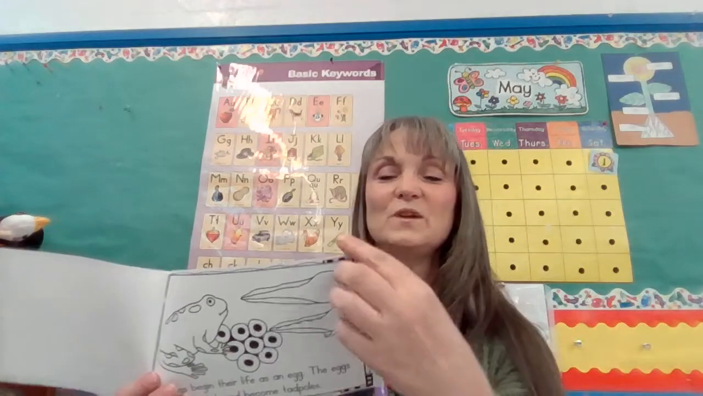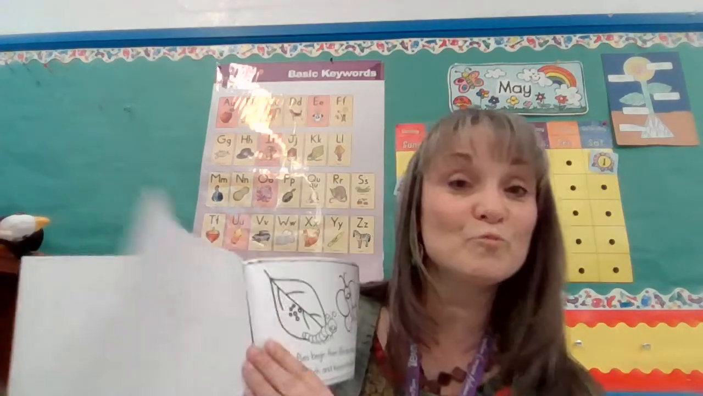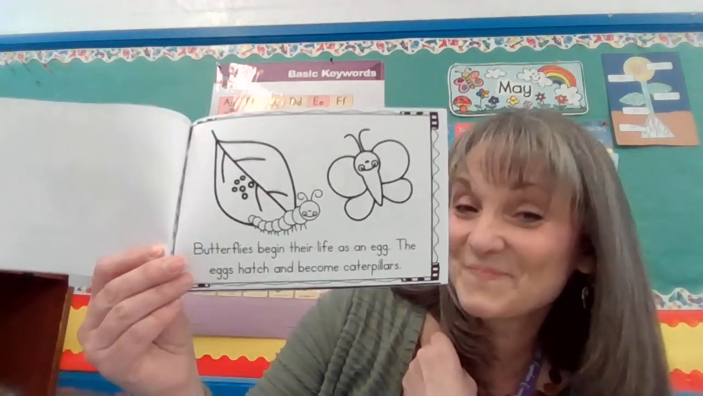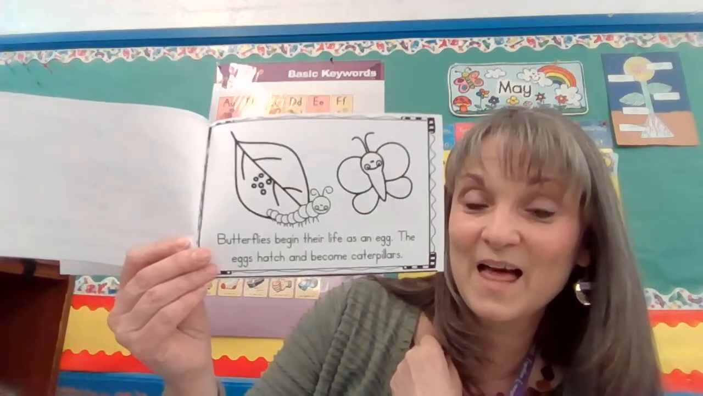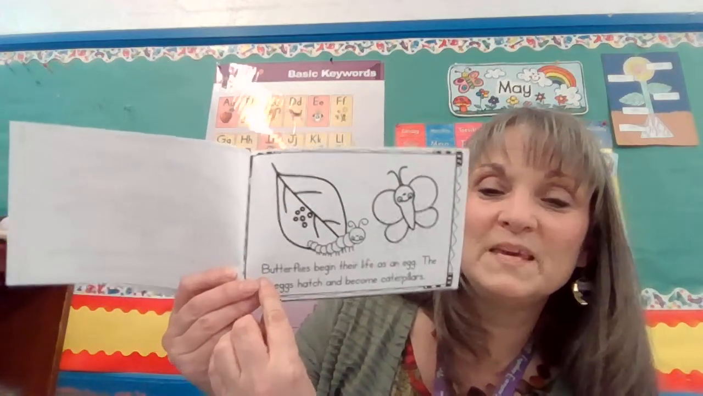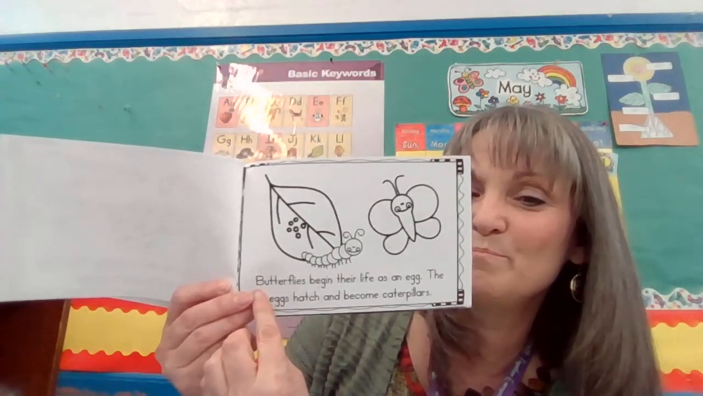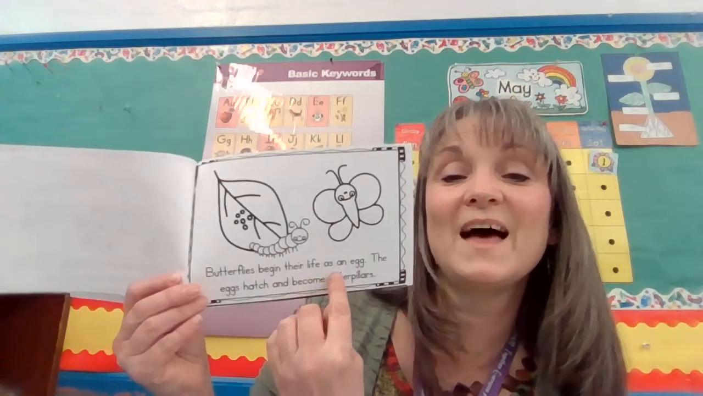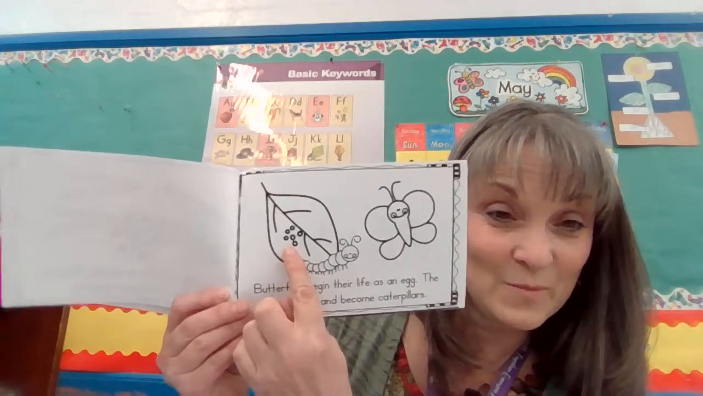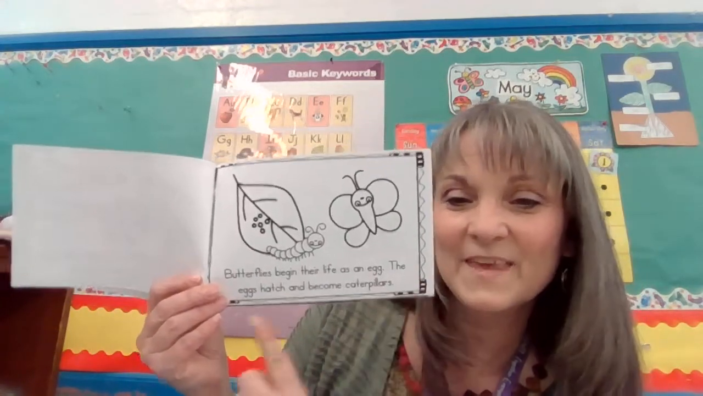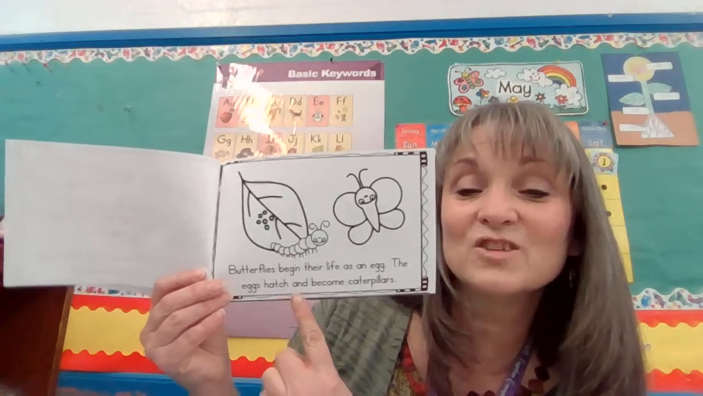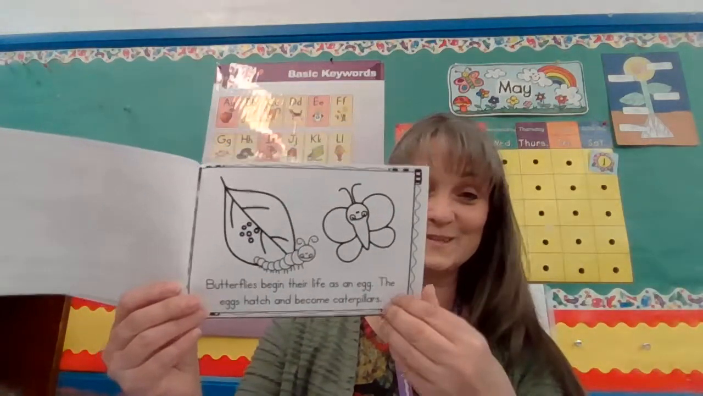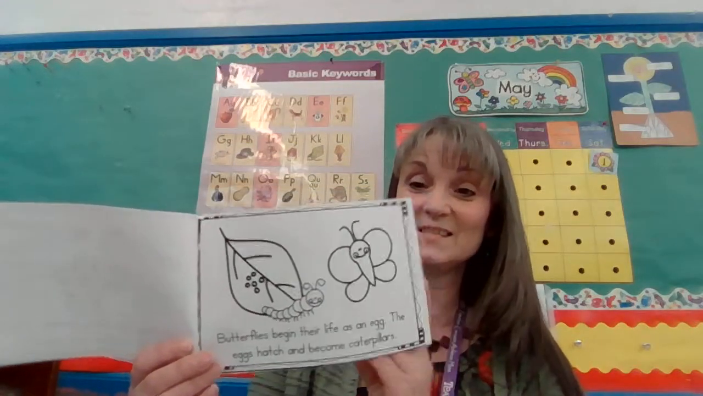Part of your brain is going to remember it and part of you will read it, but you have to touch it. So what's this one? Caterpillar and the butterfly. So if this word starts with a B, what word do you think it might be? Butterflies begin their life as an egg. Little tiny ones. We'll talk about that next week. The eggs hatch and become caterpillars. See how each page is the same?